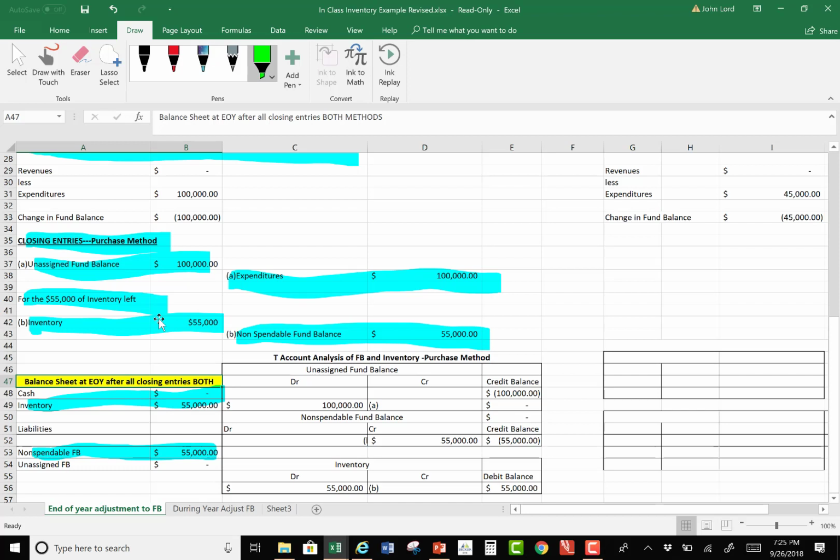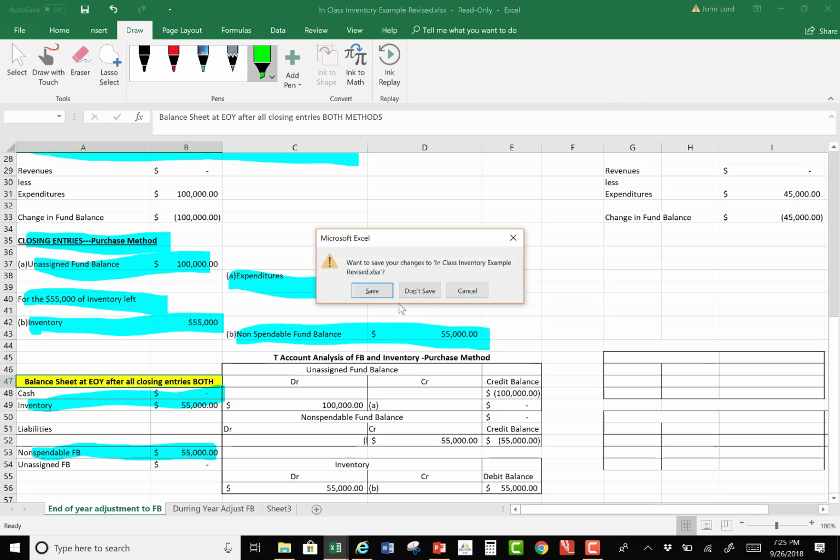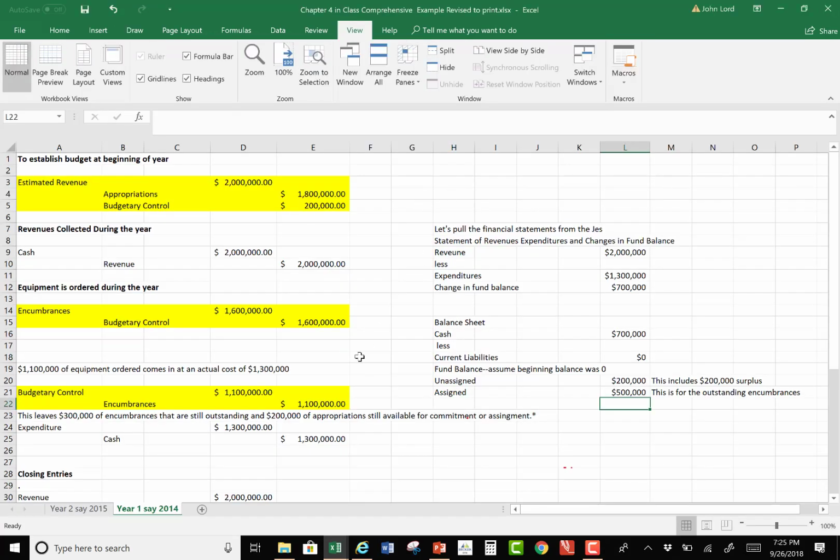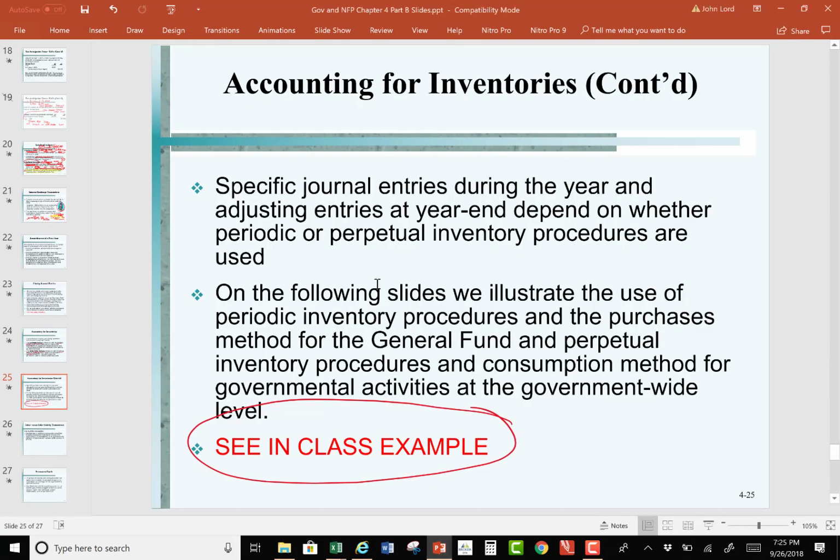Question? Question? You're sure? Okay, good. So we can go ahead and close that. Then, if there's no questions, that's on Canvas. That same example's on Canvas. Okay, so let's go ahead now.